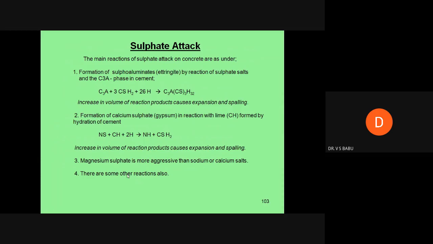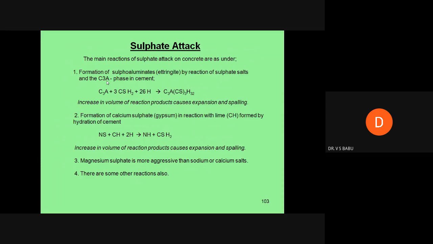That means C3A, CS3, H32. This is called the product ettringite. This ettringite will be formed when sulfate salts attack the C3A component. That means in the box compound, C3A, tricalcium aluminate, reacts with the sulfate salts and forms ettringite.